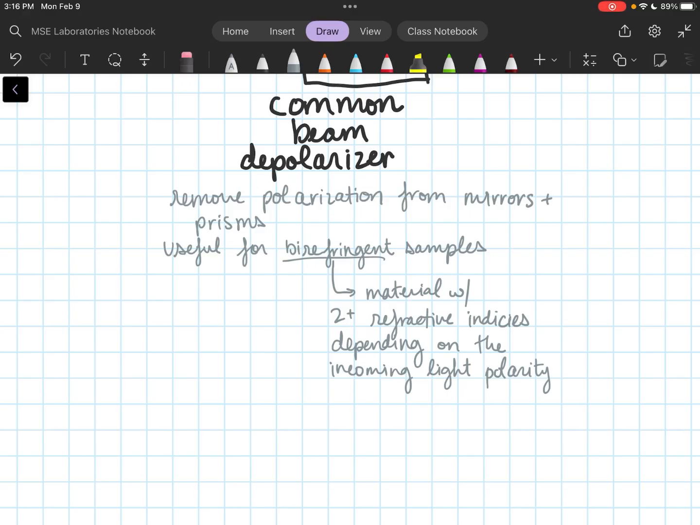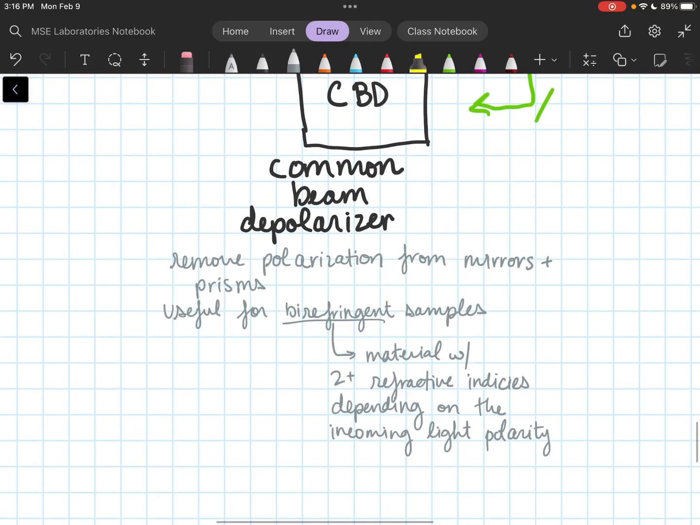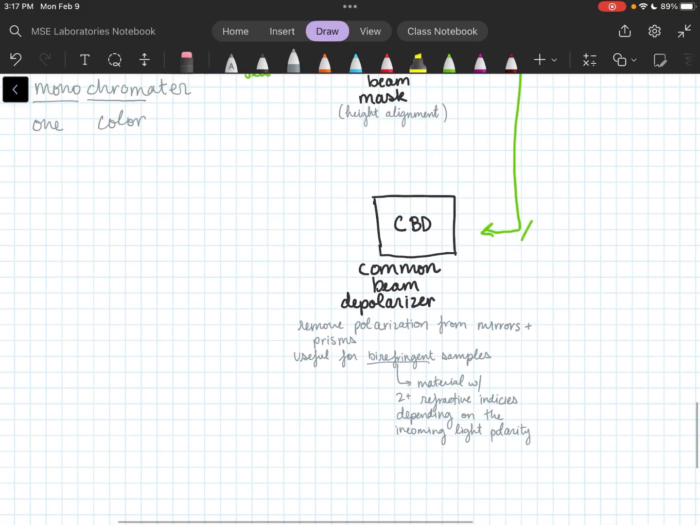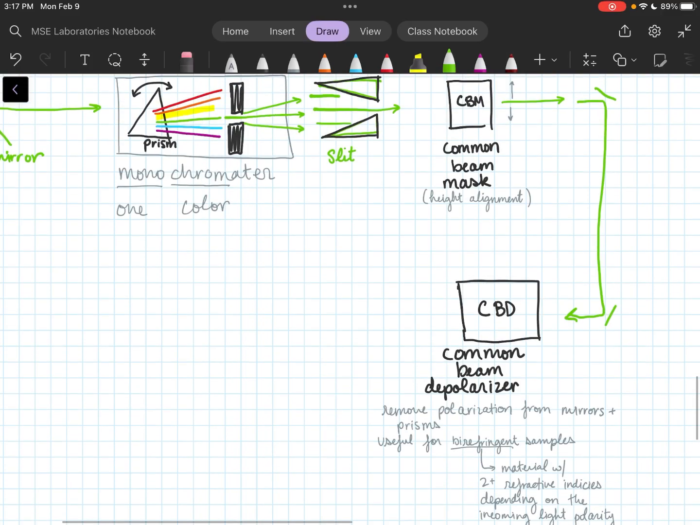How do you know? Mostly these materials are going to be either very well studied or man-made. So in the course of your research, you would know, how does my material react with light? Is it birefringent or not? Is it going to react with the light in a weird way or not? Got bogged down in the common beam depolarizer for a second there. Any questions though? Okay.